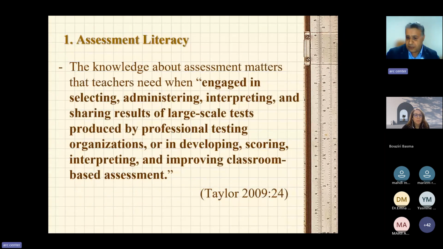Another definition was provided by Linda Taylor in 2009. She said that the knowledge about assessment matters that teachers need when engaged in selecting, administering, interpreting, and sharing results of large-scale tests produced, for example, by a testing organization, or when they are used in the classroom. From these steps, we have the principles or components of assessment literacy.